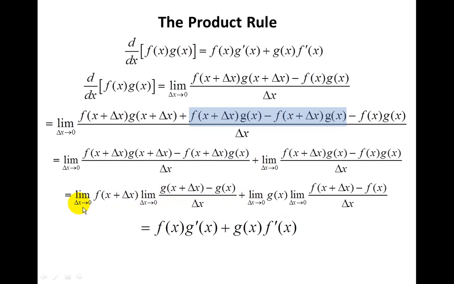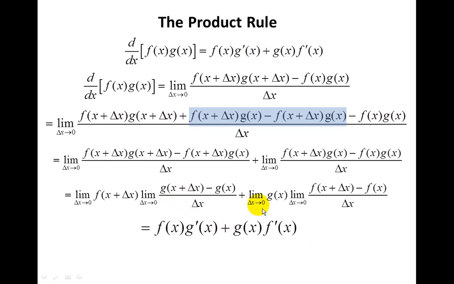Now let's look at this first pair of limits here. First of all, the limit as delta x goes to 0 for f of x plus delta x is just f of x. So I'll put it here. The limit as delta x goes to 0 for this thing is by definition the derivative of g of x. So I'll put it here.